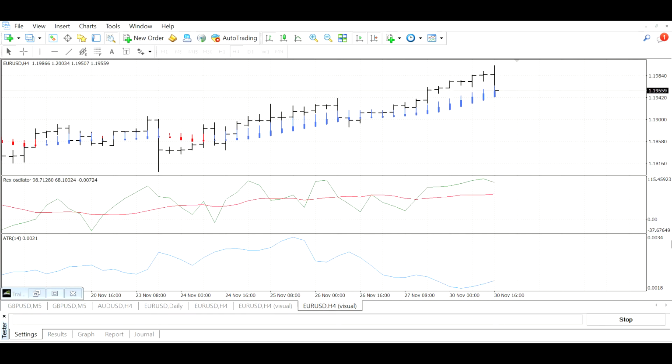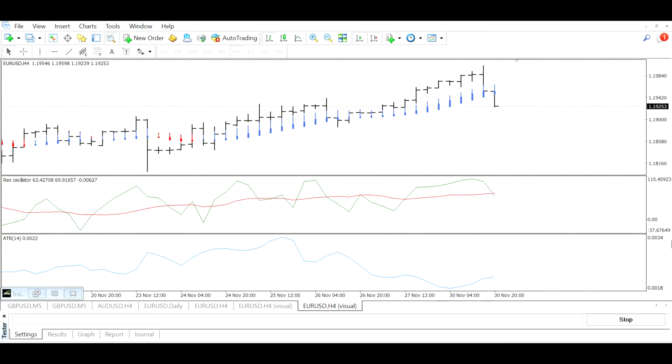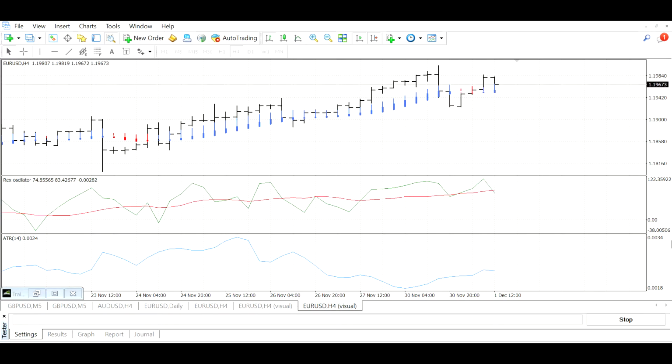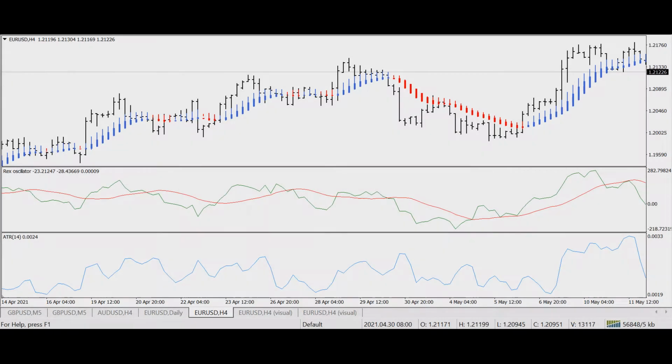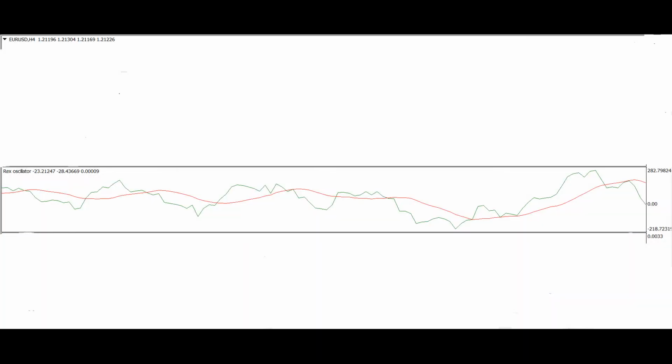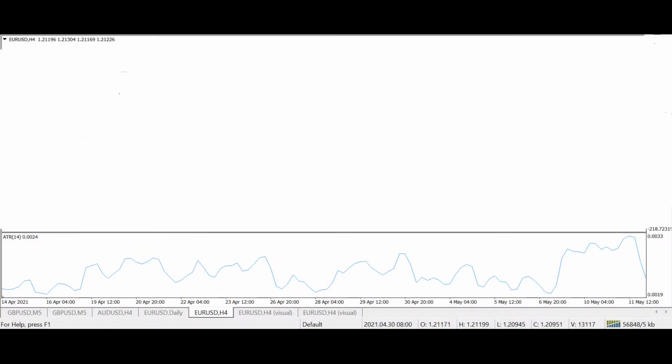The Heikin Ashi Smooth Strategy is a trend-following system, working on the 4-hour time frame. This system works on all currency pairs, and requires 3 basic indicators. 1. The Heikin Ashi Smoothed Indicator. 2. The Rex Oscillator. And finally, the 14-period average true range.